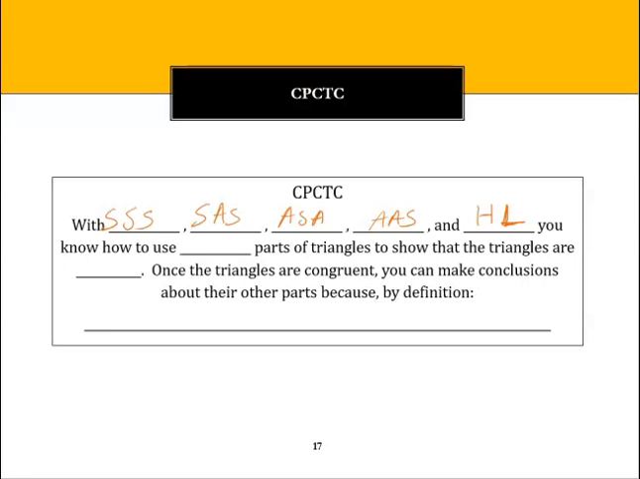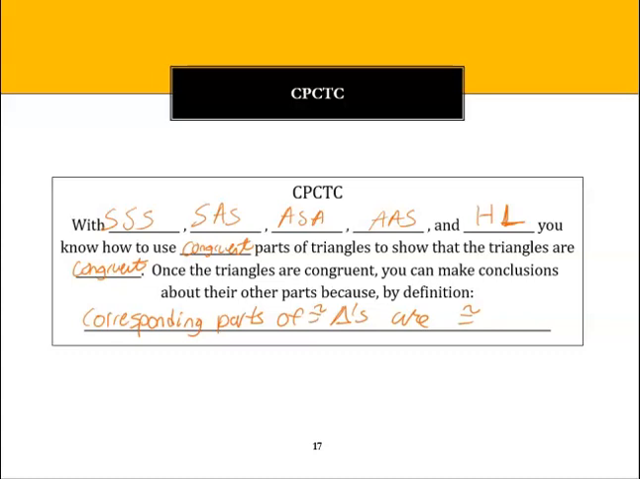You know how to use congruent parts of triangles to show that the triangles are congruent, right? That's what we've been doing the past couple lessons. We've been taking these congruent parts and using them to demonstrate how the whole triangles are congruent. Once the triangles are congruent, though, you can make conclusions about their other parts because by definition, corresponding parts of congruent triangles are congruent. CPCTC.